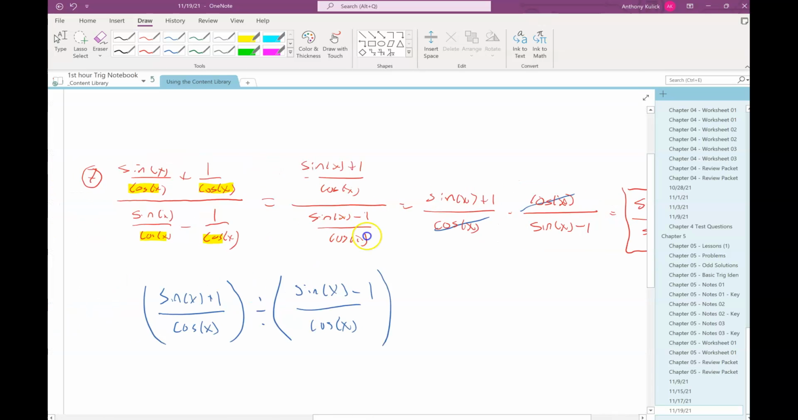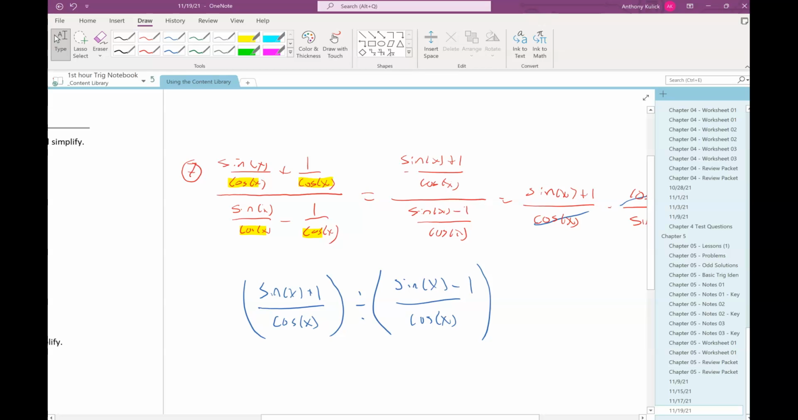The other thing you could have done at this very first step, other than adding the fractions and making common denominators and stuff, you could have also done this as your first step. You could have said, okay, I noticed that all the denominators are cosine x. So I'm going to multiply the big fraction by cosine x over 1 over cosine x over 1. This is still just 1, right?